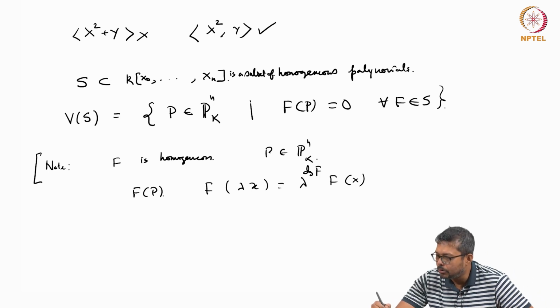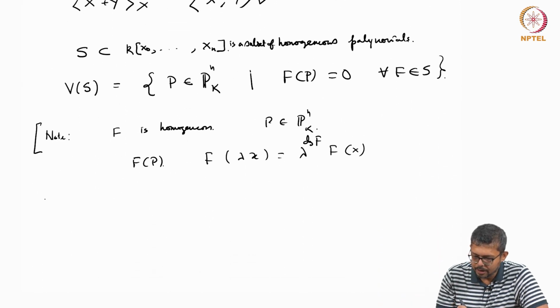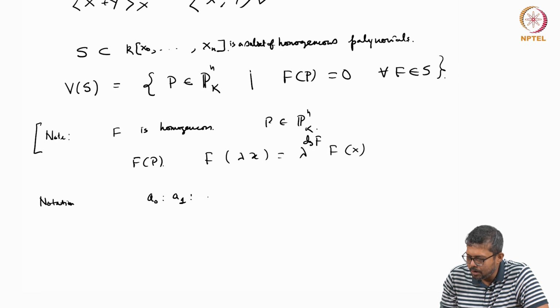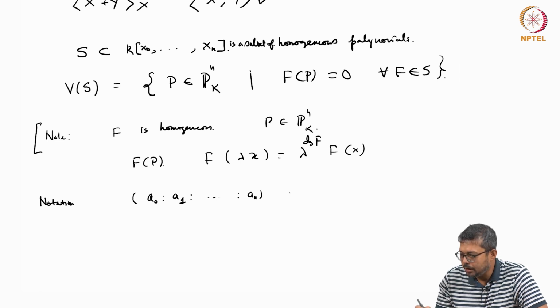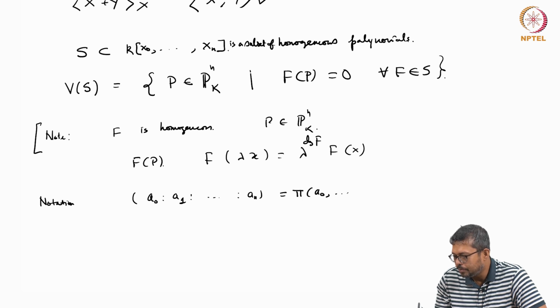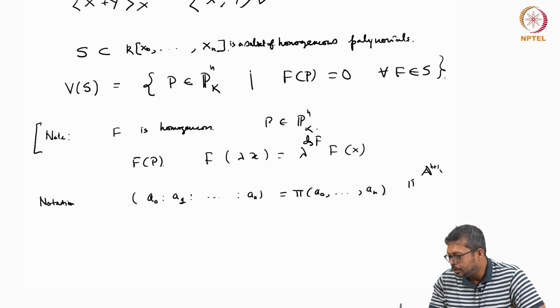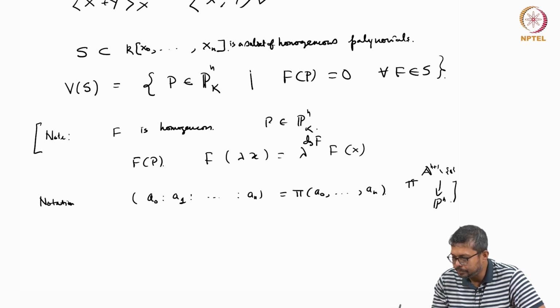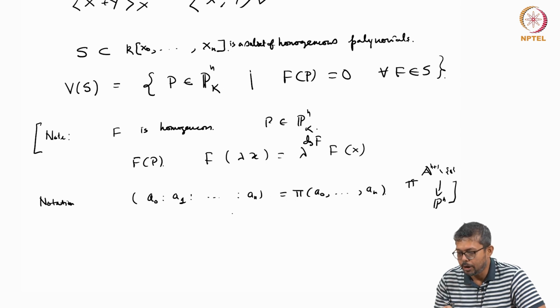Okay, and my notation will be, when I write a colon a naught, a1, up to a n, this is a point in the projective space. This is nothing but pi of a naught to a n, where pi is the map from your punctured affine space to your projective space. This is your pi. So this is the notation when I write the colon. Points in projective space will be denoted by this, and a point in affine space will be denoted by a naught comma n.